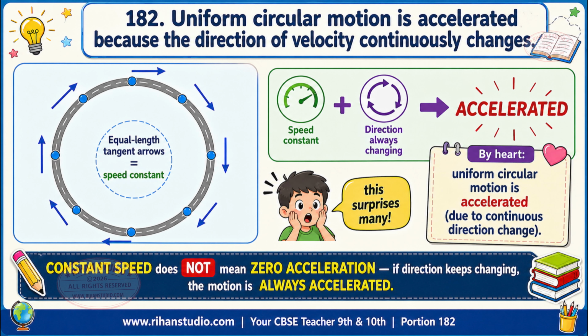Uniform circular motion is accelerated because the direction of velocity continuously changes. The big conclusion? Even though speed stays constant, the direction of velocity changes at every instant, so uniform circular motion is accelerated motion. By heart, uniform circular motion is accelerated due to the continuous change in direction.